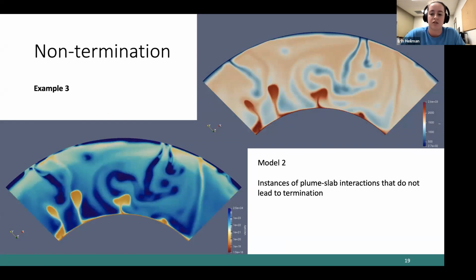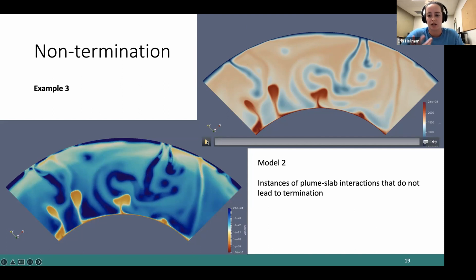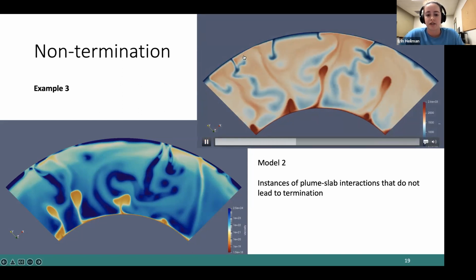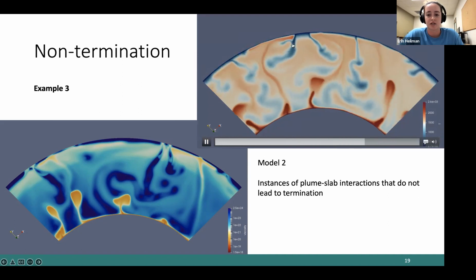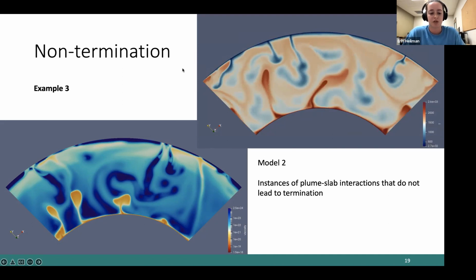And when we get to this third example that I'm going to show, this is in the mobile model. And so there's really a lot of these interactions going on. So it's kind of hard to parse them out, especially in the viscosity. It's more evident in the temperature. So you'll have various interactions that don't lead to subduction at all in these mobile models.